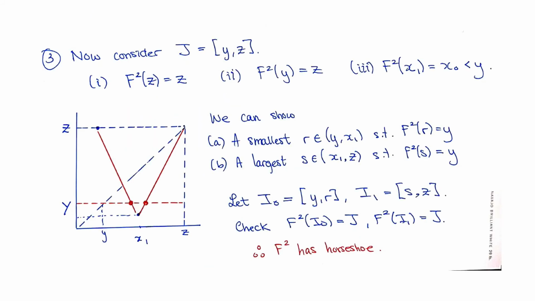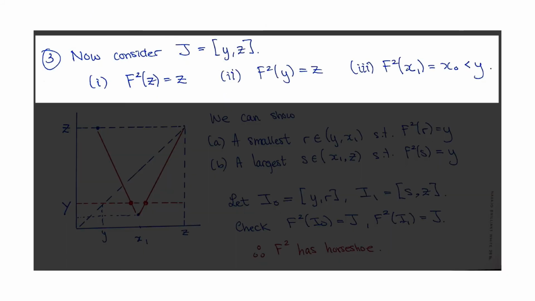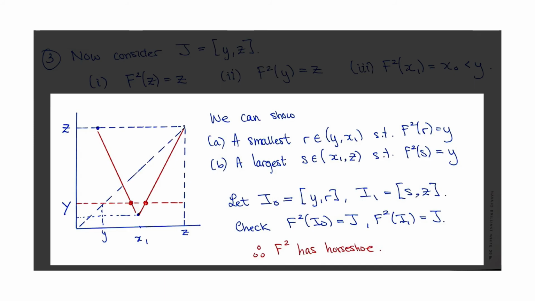Okay, so now you let J be the interval y to z. We know 3 things at this point about the f squared map. First, f squared sends z to z. Second, f squared sends y to z. And third, f squared sends x1 to x0, which is less than y. Draw the graph of f squared. This is shown in red. When you're at y, the graph is at z. It dips to a point less than y and then increases again to z at the end.